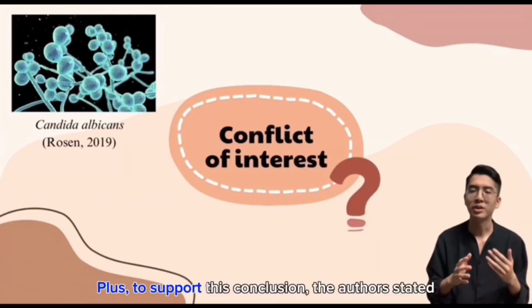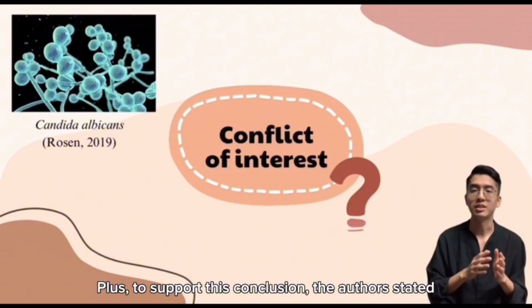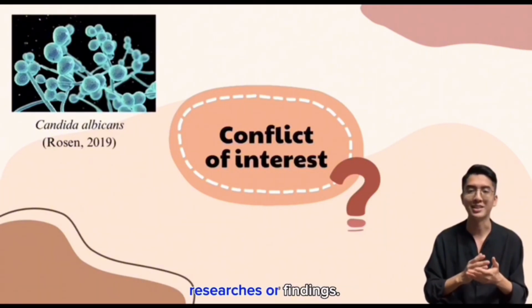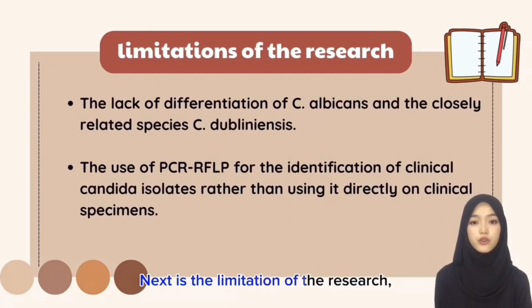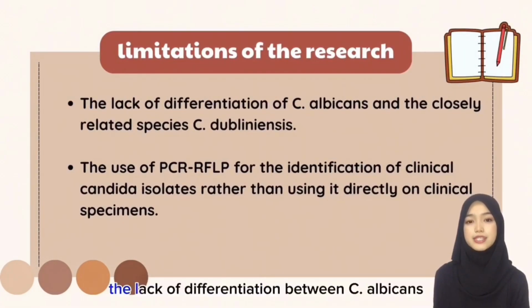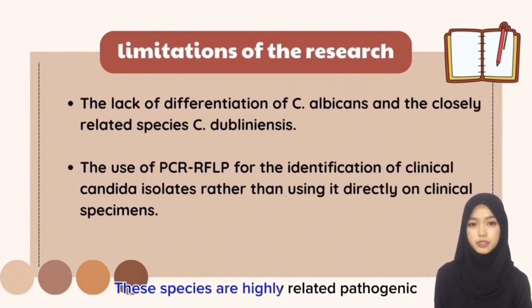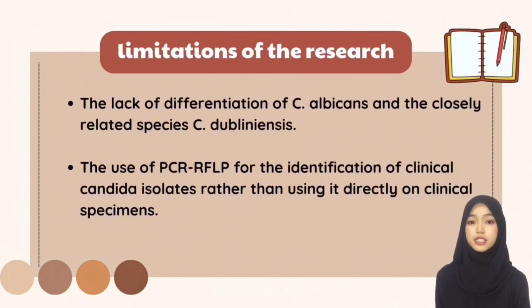Plus, to support this conclusion, the authors stated that they have no conflicts of interest with other researchers or findings. Next is the limitation of the research. One of the shortcomings is the lack of differentiation between C. albicans and the closely related species C. dubliniensis. These species are highly related pathogenic yeast species.